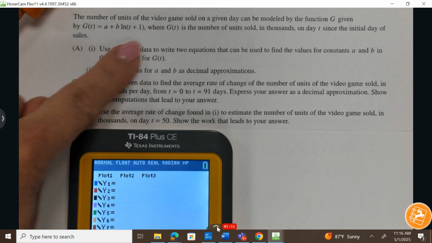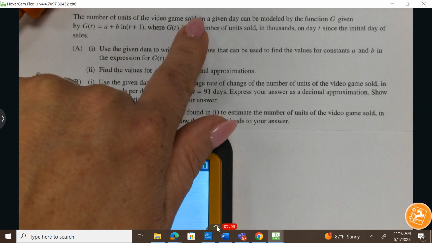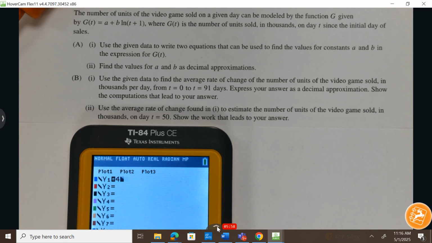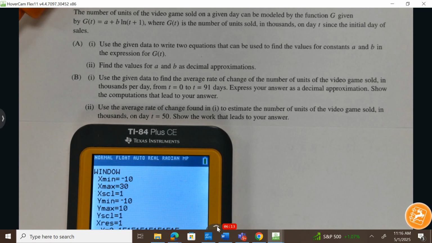So we know that this is a great model to determine how many games were sold after a particular point in time. We know that A was 40 and B was 7.961, and that's times the ln of x plus 1. Okay, we've got that. Now the window, we go all the way out here to 91, so let's go up to 100.